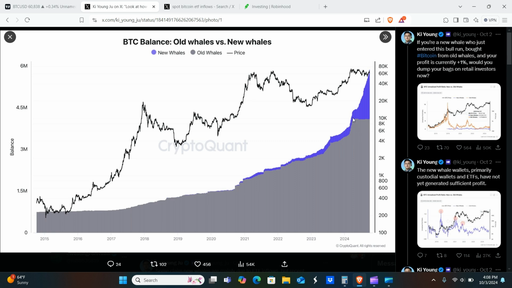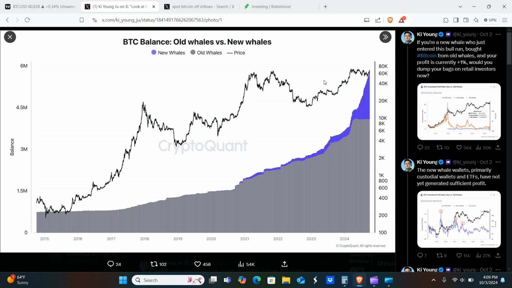Or the other thing is the institutions are FOMOing in at the last minute, whereas all these old whales, they're smart. They know what they're doing. They've been in this space a long time. They've been buying all the way back here, all up in here from Bitcoin's bottom to probably before the ETFs got approved. They bought all their Bitcoin here. So they're just kind of sitting on it, waiting to see when the Bitcoin cycle is going to top out.